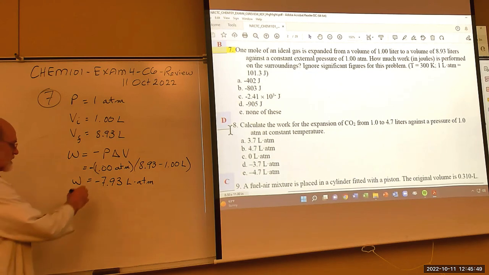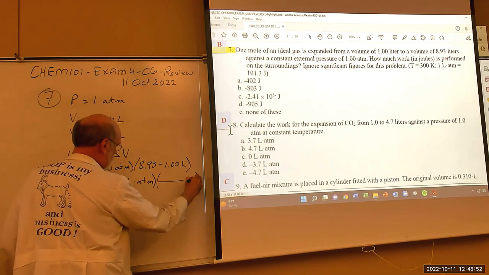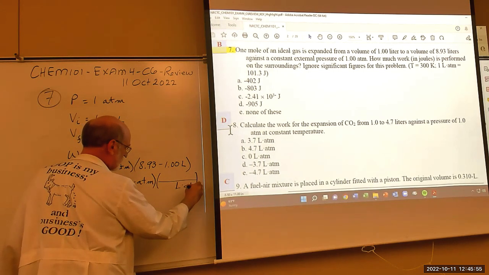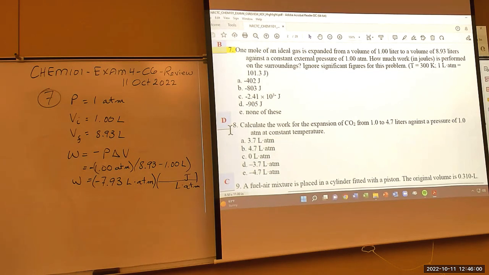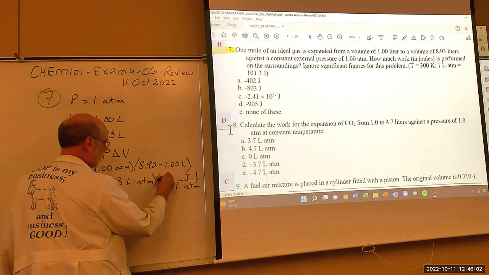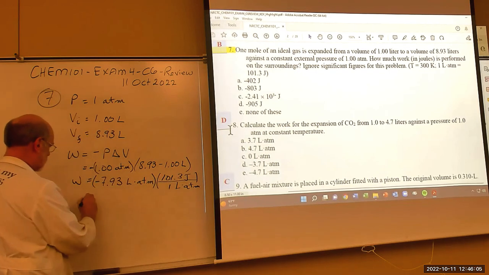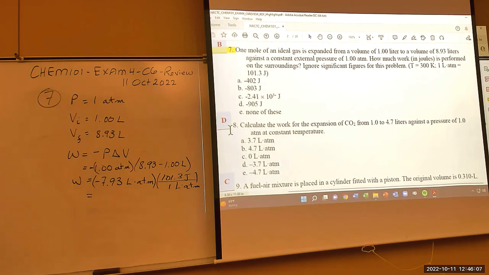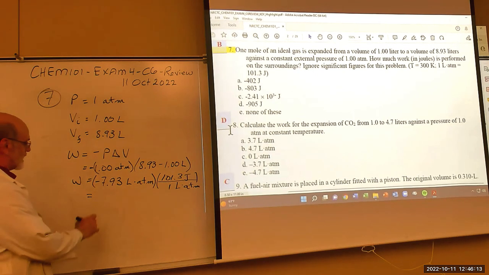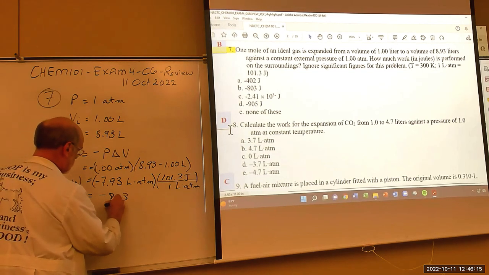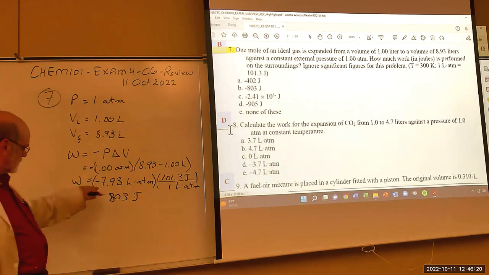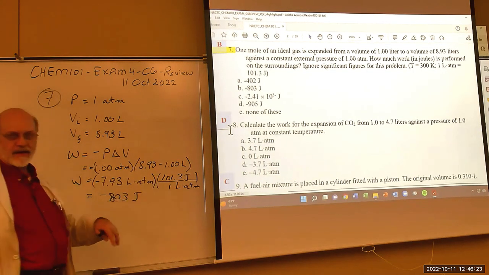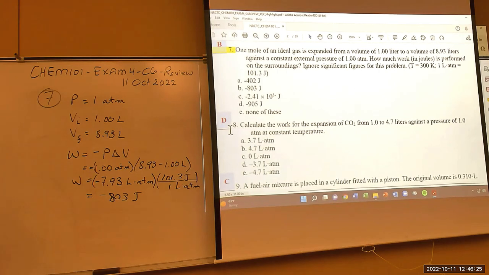This has to be converted from liter atmospheres to joules. So that means we need a conversion factor. Is it given? Yeah. 101.3. There we go. Now I'm not going to waste time on the calculator. It should be minus 803 joules. And let's see, is that reasonable? Yeah. 8 times 100 is about 800. That's reasonable.